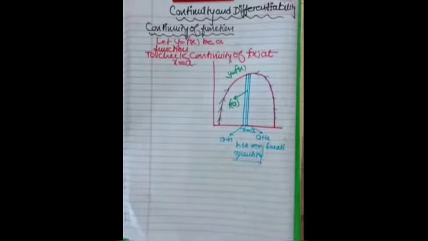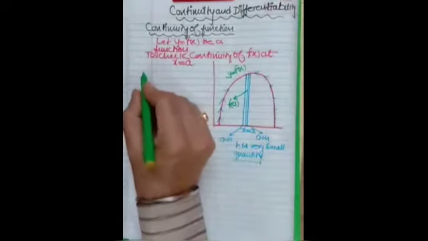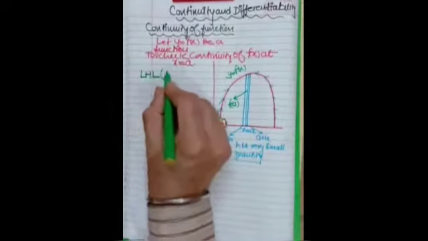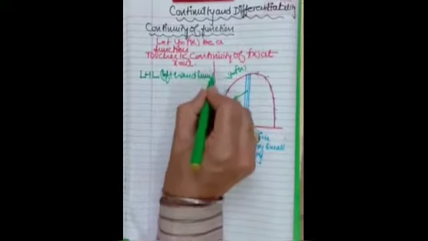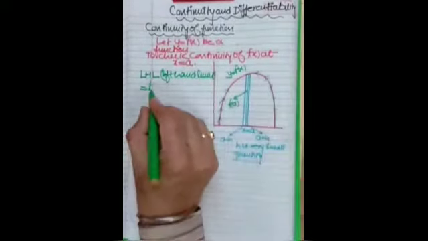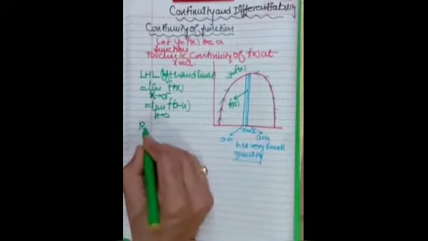What to do to check the continuity? Now to check the continuity we will find the LHL. As I told you, LHL is the left hand limit. Now what we do, we find the left hand limit of the curve as x goes to a negative. A negative means left neighborhood. You know, in the left neighborhood the value of x is a minus h. Now your limit is h goes to 0.